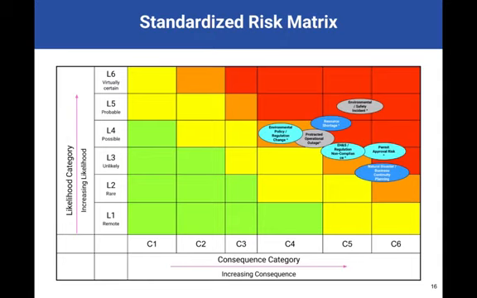This model uses a 6x6 matrix with consequence ratings ranging from 1 to 6, with a 1 being minimal impact to 6 being catastrophic, running horizontally, and likelihood ratings ranging from 1, very likely, to 6, extremely rare, running vertically.